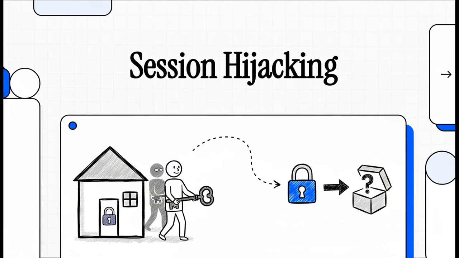So, imagine this for a second. You've locked your front door, you've bolted all the windows, but a thief doesn't even bother trying to break them down. No, instead, they just slip in right behind you using the very same key you just used. Well, that's pretty much the perfect picture of a digital heist we call session hijacking. And today, we're going to break down exactly how this digital break-in works and, more importantly, how you can stop it.